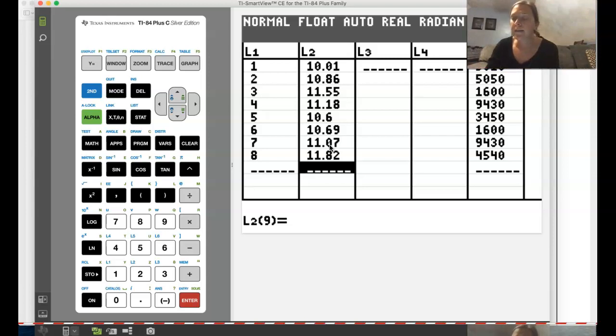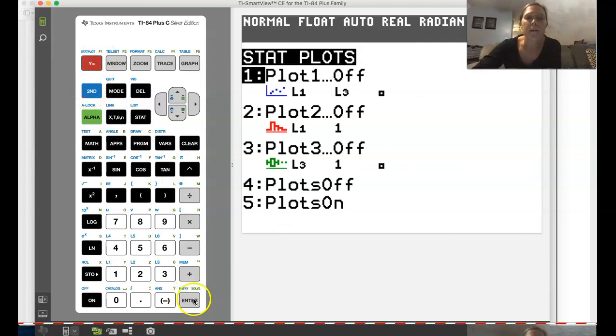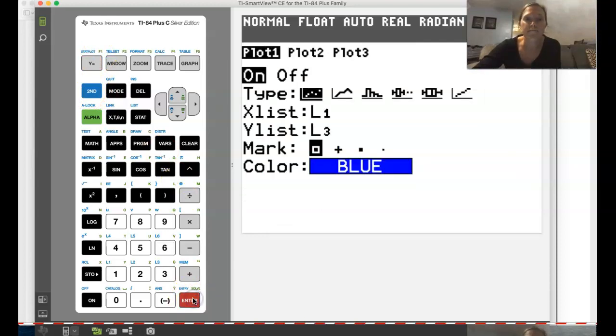So now it's asking us, in step 2, to create a scatter plot of our data and determine the best type. So to make a scatter plot, you hit second and y equals, and you're going to go into plot 1 and turn it on. And then you have a whole bunch of different types. The first one is scatter plot. We have line graph, histogram, box and whisker plots, and this is a normal probability plot, which you'll learn about in stats next year if you take it with me.